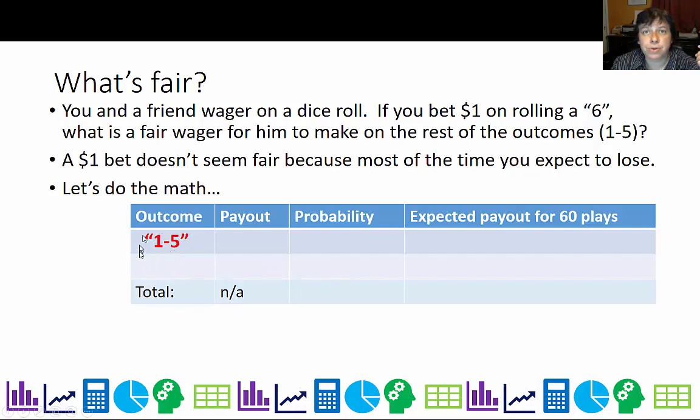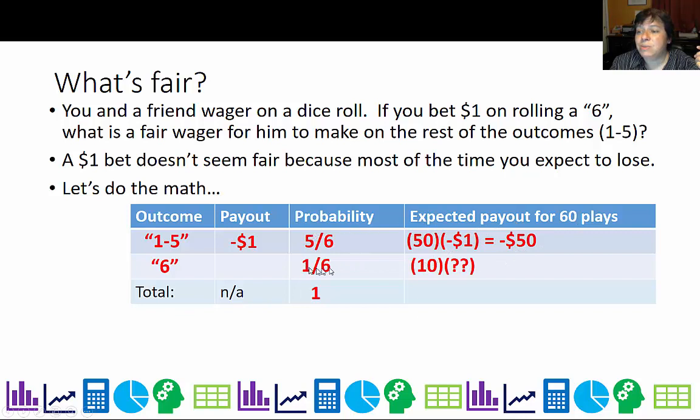Our outcomes are either you losing with a 1 to 5 or you winning with a 6. If you lose, you lost $1, and the probability of that is 5/6. The probability of you winning is 1/6. So the expected payout for 60 plays would be 60 times this amount times the probability. Oh, those add up to 1, by the way. That is -$50.